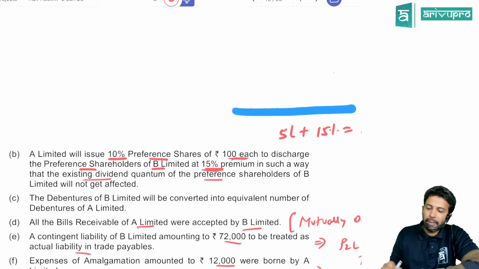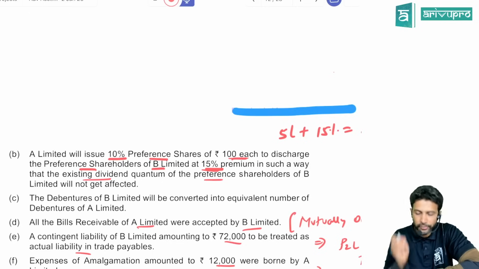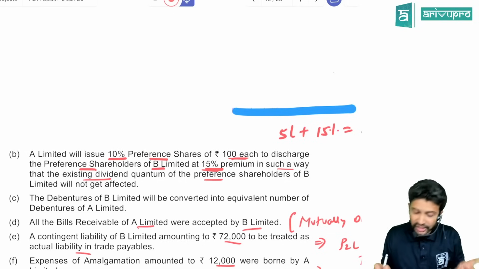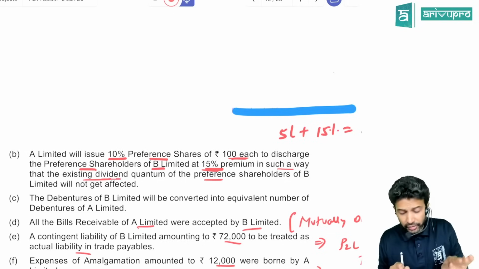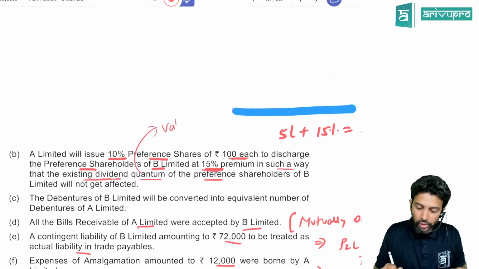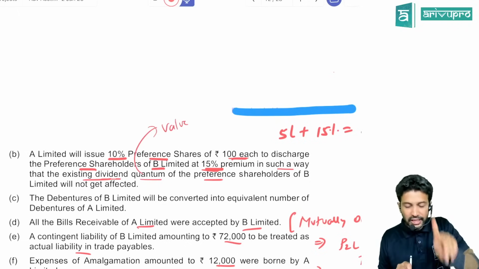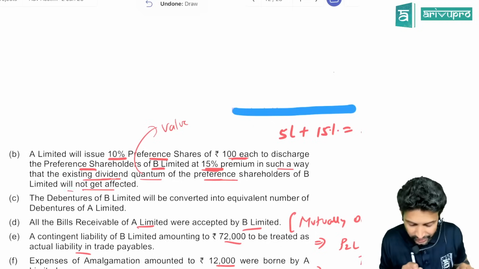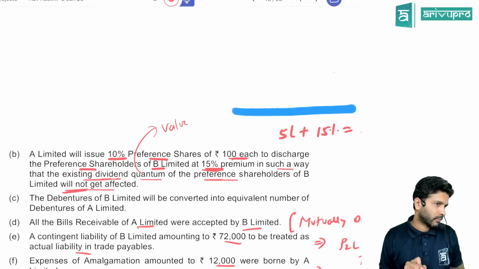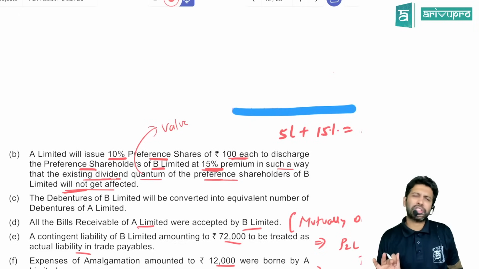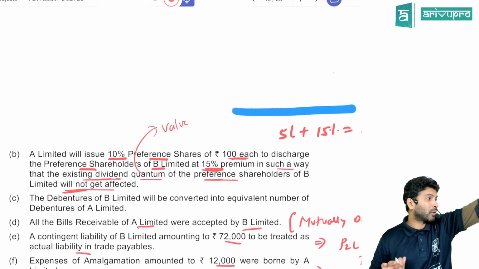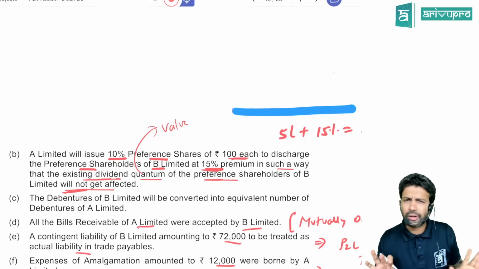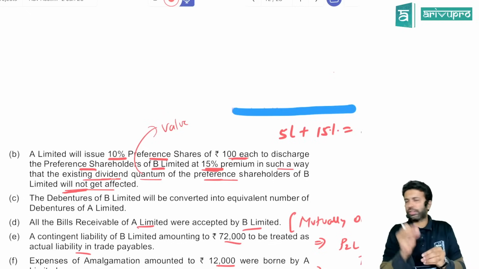A Limited will issue 10% preference shares of 100 each to discharge preference shareholders of the selling company, that is B Limited, at 15% premium in such a way that the existing dividend quantum, meaning value, of the preference shareholders of B Limited will not get affected. In fact, we had done one question on this. 8% return on capital employed was there in our PC calculation problem. Somewhere using that sentence only they've constructed this. That's okay, no problem. We will decode this into smaller parts.